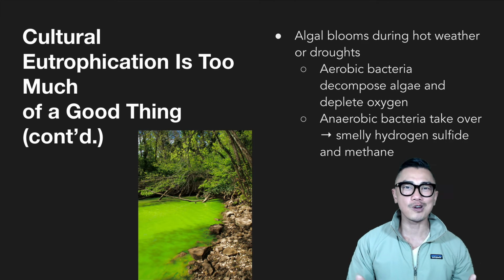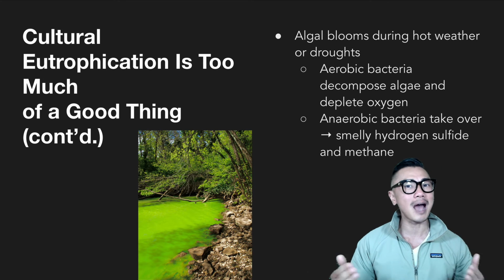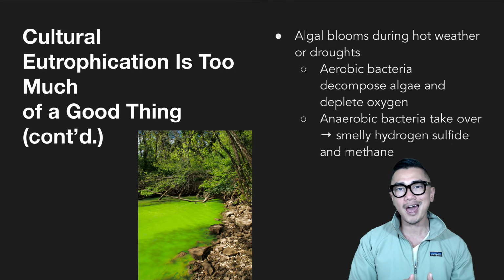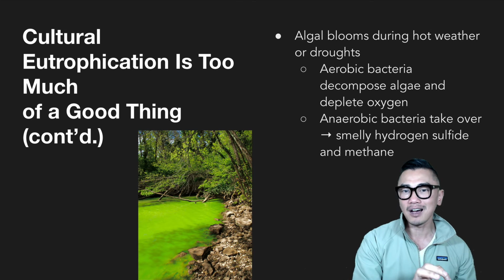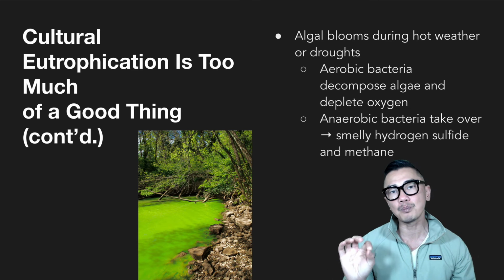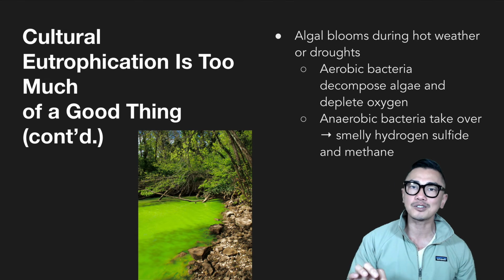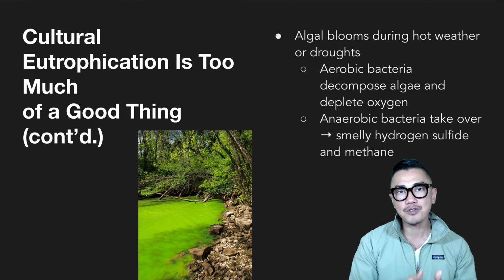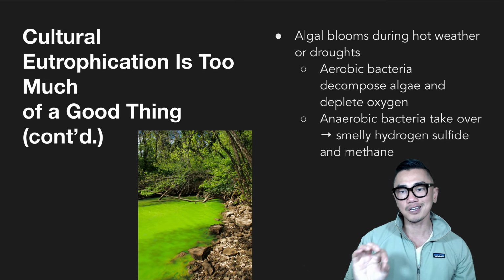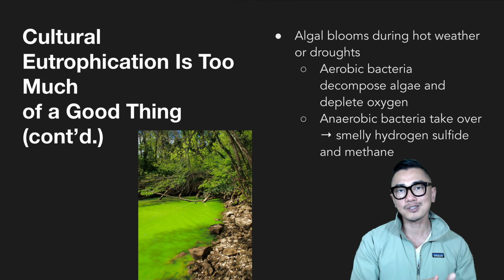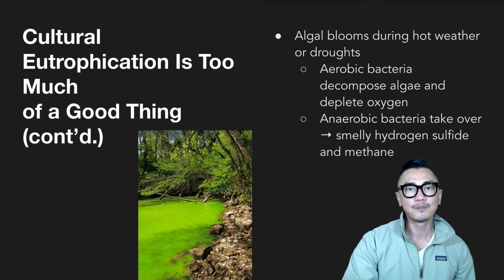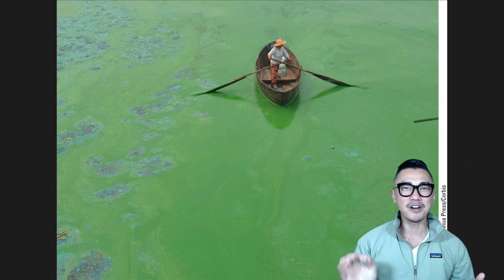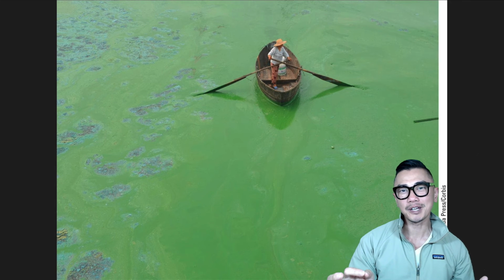As mentioned before, the excess nutrients can cause algal blooms. This usually happens during hot weather and droughts when the water can't be diluted. As the algae die off, aerobic bacteria decompose the algae and deplete oxygen from the water. After that, anaerobic bacteria take over. These anaerobic bacteria can produce smelly hydrogen sulfide and methane. This is a photo of an algae bloom in Chaohu Lake in China.